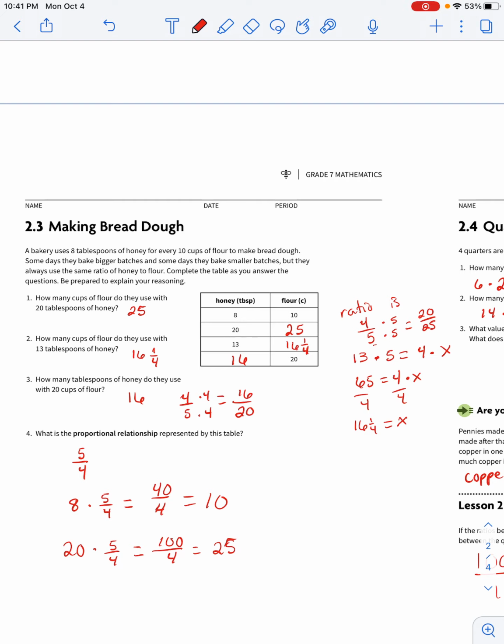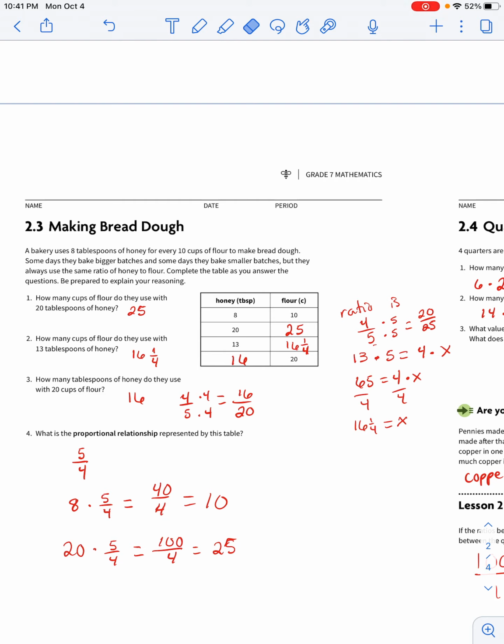So here I use cross product. So I set it up that 4/5 is equal to 13 over some number. So I'm going to use that for x. Well, if they're proportional, we know the cross products are equal. Oops, that's what I did right here.